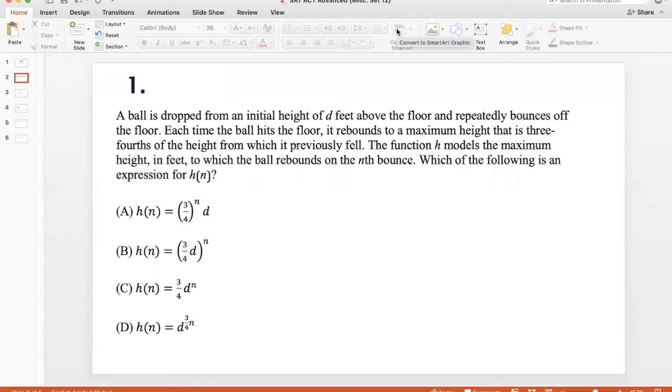Question 1. A ball is dropped from an initial height of d feet above the floor and repeatedly bounces off the floor. Each time the ball hits the floor, it rebounds to a maximum height that is 3/4 of the height from which it previously fell. The function h models the maximum height in feet to which the ball rebounds on the nth bounce. Which of the following is an expression for h(n)?